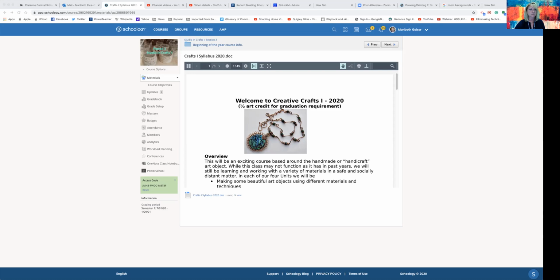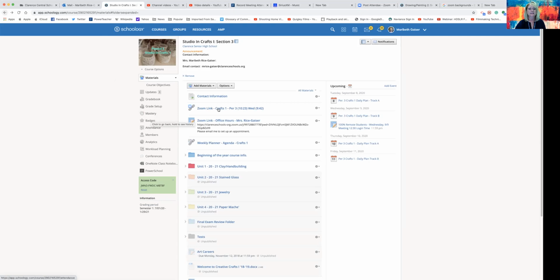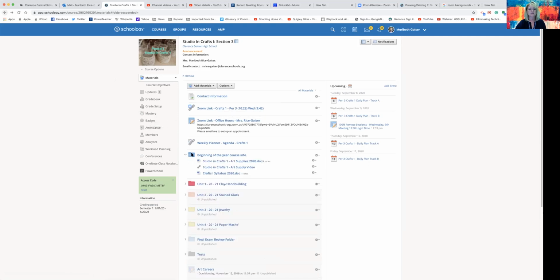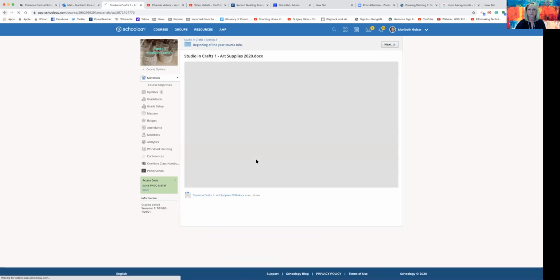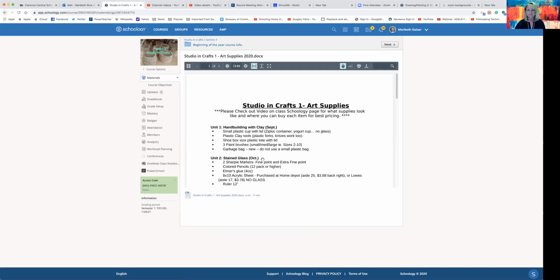Now, in addition to, let's close out of this. Okay, in addition to that information, I also have here our supply list for this year. And I just wanted to show you quickly that it is broken down into each of the actual units. So just taking a look here for September, we're going to be starting out with clay. So it has a listing of the materials that will be needed for September, likewise October, November, and so on.